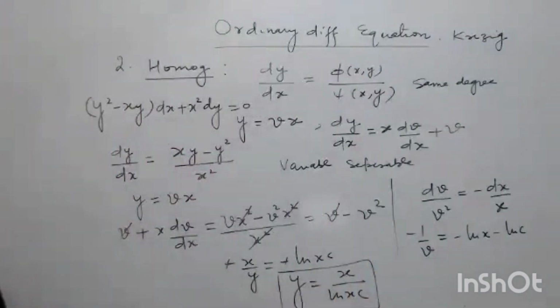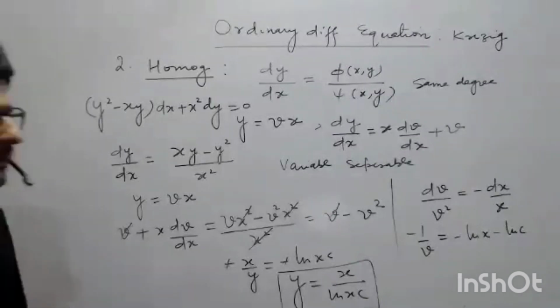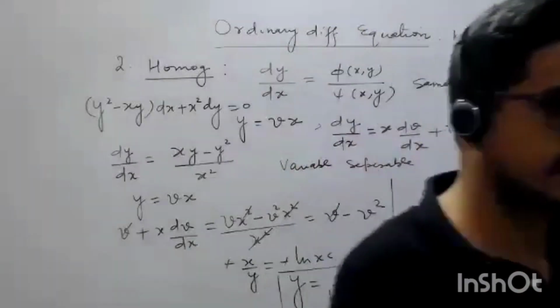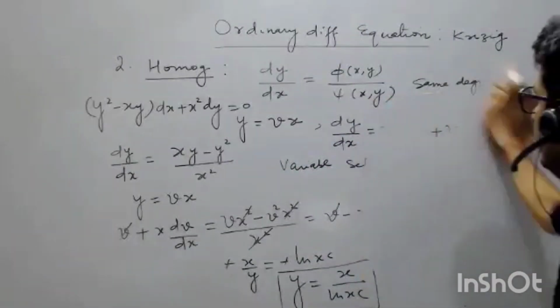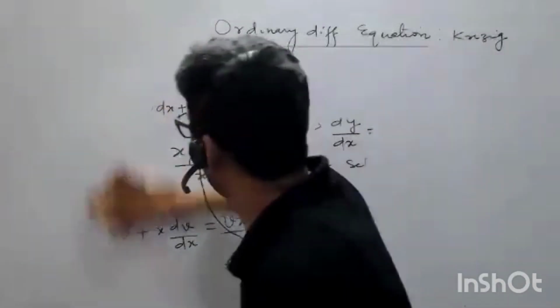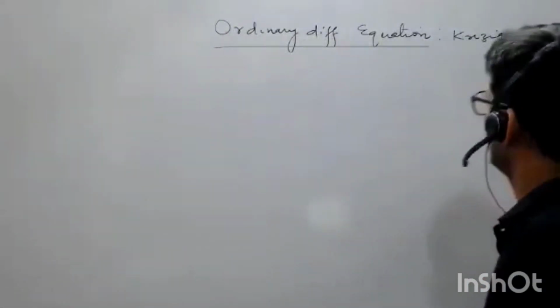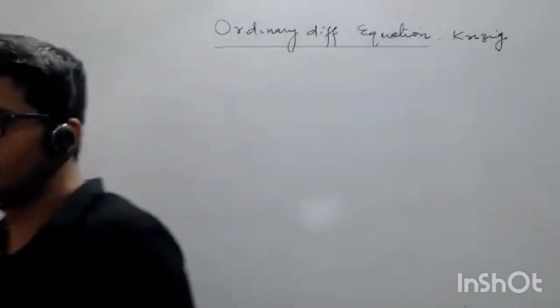So see the methods then. In first round just understand the methods, in second round we will solve many questions. In first round only just quickly understand the methods. Now next is reducible to homogeneous. The next method is reducible to homogeneous.